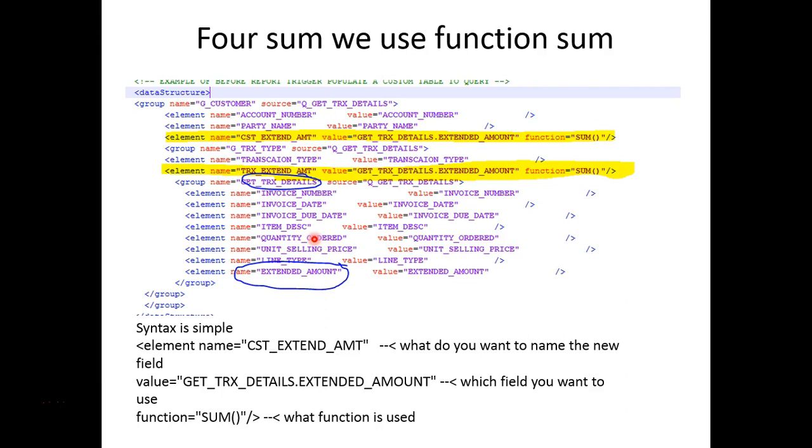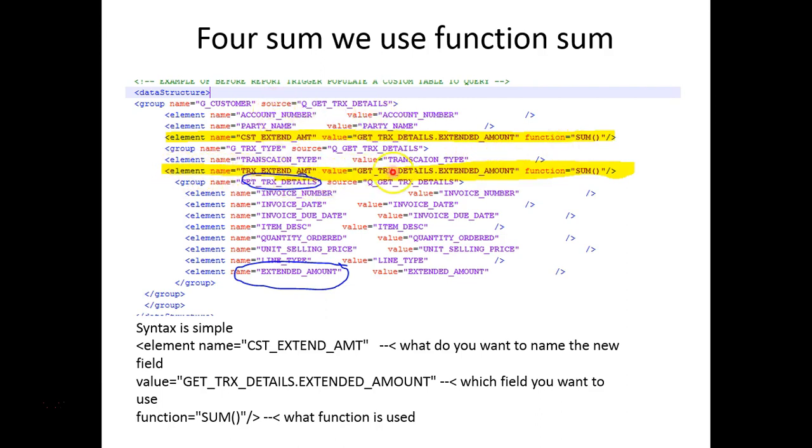In step 4 we are going to use the functions that are available within the template. It's very straightforward. The syntax is very simple. If you look here, I have added the element. Everything is the same. The name of the element is what should be the name of the field that I need to see in the output, or what should be the name of the tag. The value is where we get the value from, and what's the function. So in this particular example, I am going to get it from the group trx detail dot extended amount. So I'm going to sum all the extended amounts from this group, and this sum would be at the customer level.